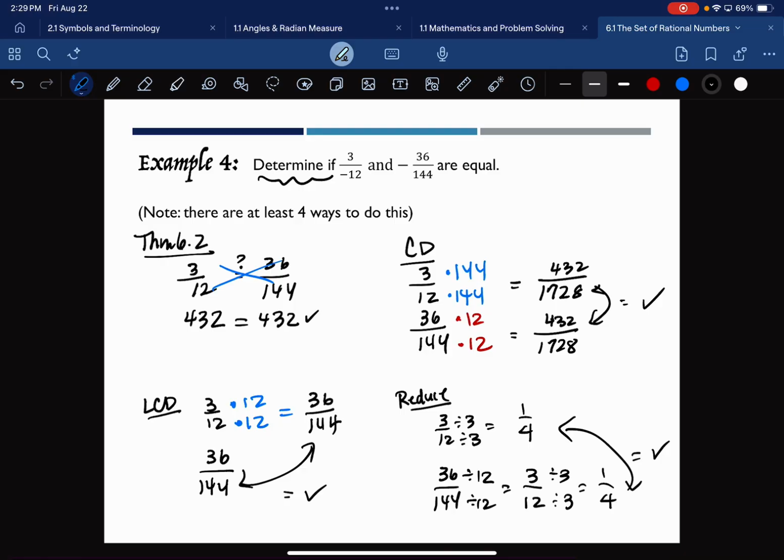So as you're taking a look at these questions and they ask you to decide if these values are equal, you can pick whichever method you want, and you might not pick the same method every time.